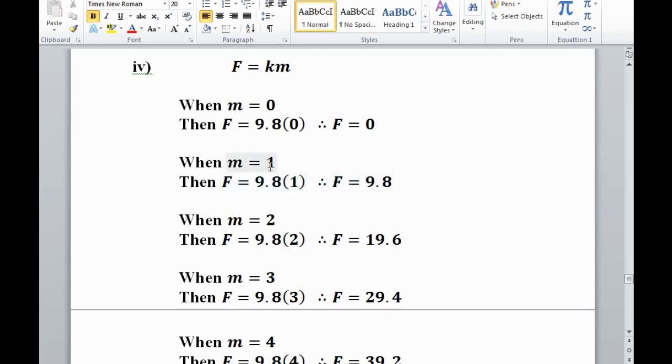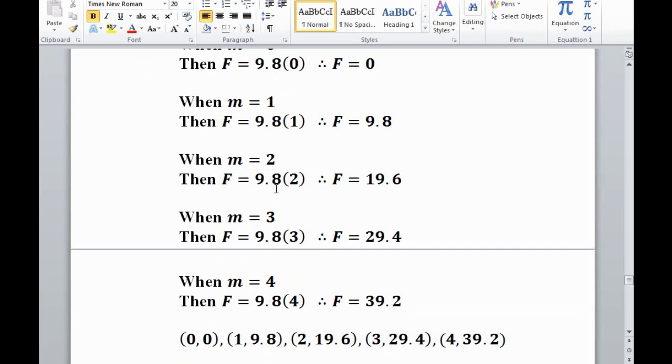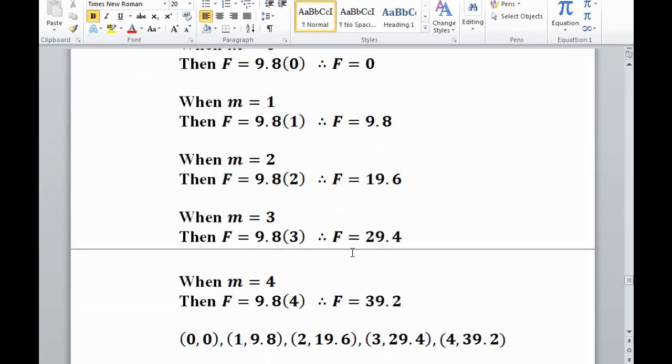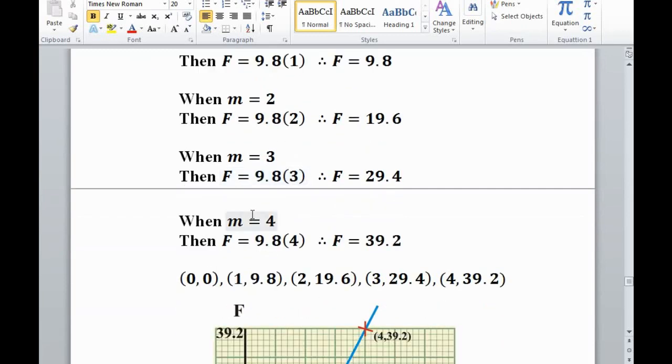9.8 Newton force is required to push the block of mass 1 kilogram. And when M equals 2, the required force F can be calculated using this equation, F is equal to Km, where K is 9.8 and M equals 2, so 9.8 multiplied by 2 equals 19.6. And when M equals 3, the required force F equals 9.8 multiplied by 3, and the product is 29.4 Newton.